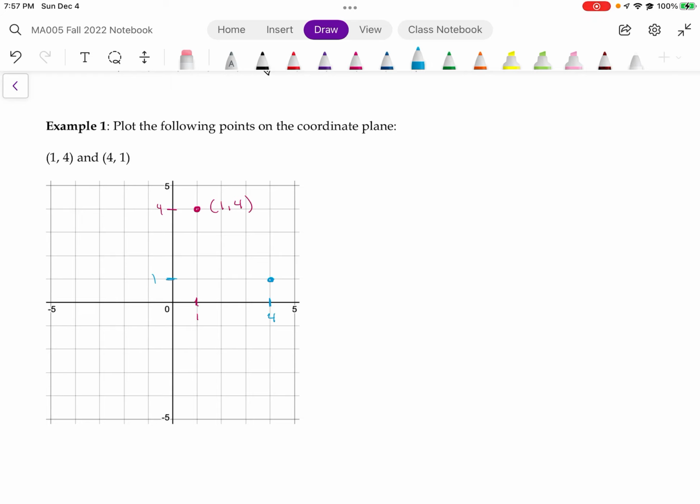So let's summarize that. So if we have x, to the right is positive and left is negative, and for y, up is positive and down is negative. And we always start at the origin.